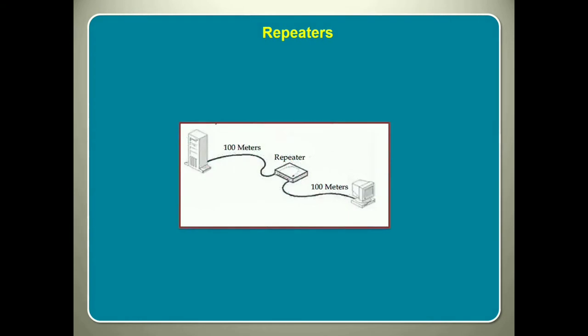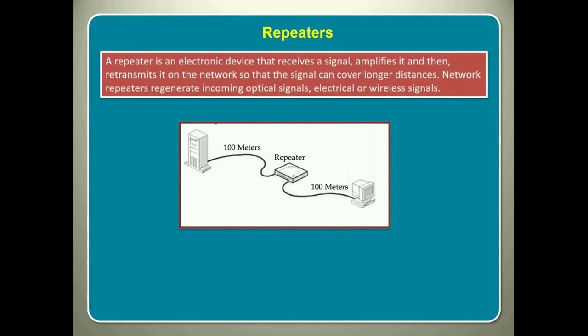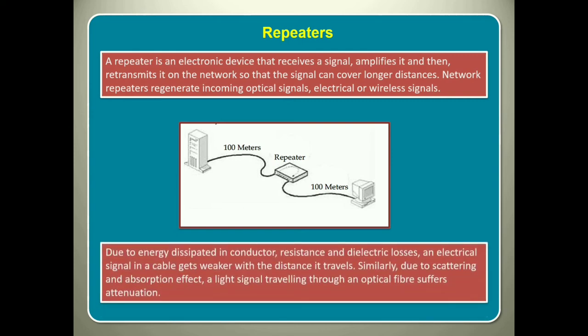Next is about repeaters. A repeater is an electronic device that receives a signal, amplifies it, and then retransmits it on the network so that the signal can cover longer distances. Network repeaters regenerate incoming optical signals, electrical or wireless signals. Due to energy dissipated in conductor resistance and dielectric losses, an electrical signal in a cable gets weaker with the distance it travels. Similarly, due to scattering and absorption effect, a light signal traveling through an optical fiber suffers attenuation.